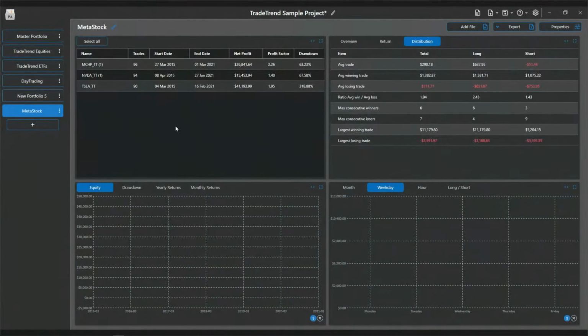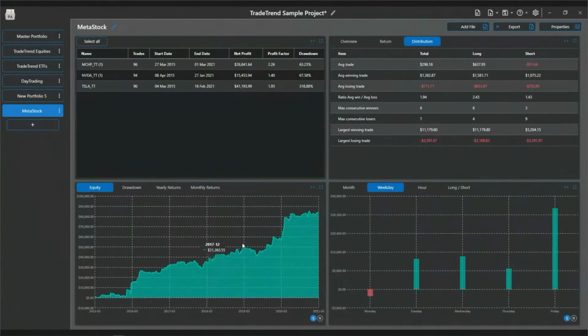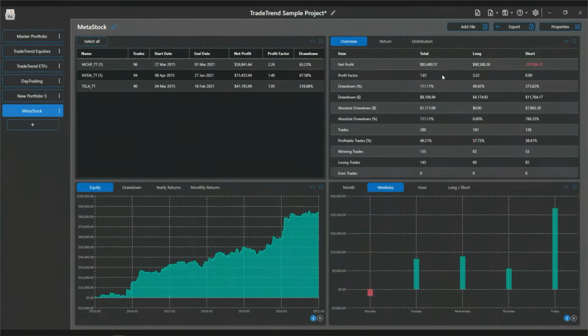And now also Tesla has been added to our portfolio test. Okay, so what you can see here is not only all the trades which were taken by this portfolio of strategies, but you can also see some very interesting timing effects for this portfolio.